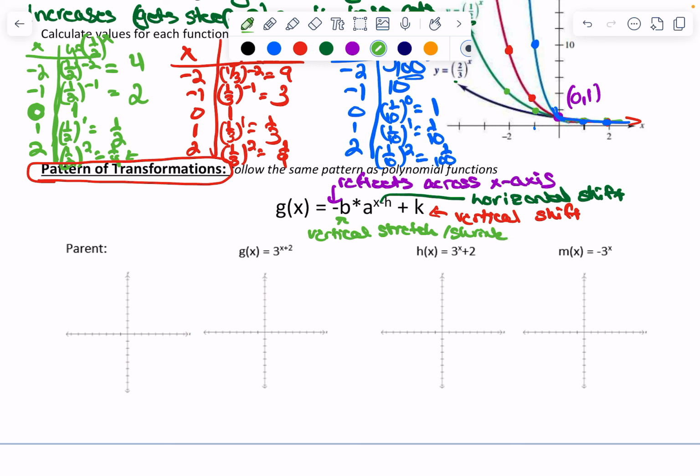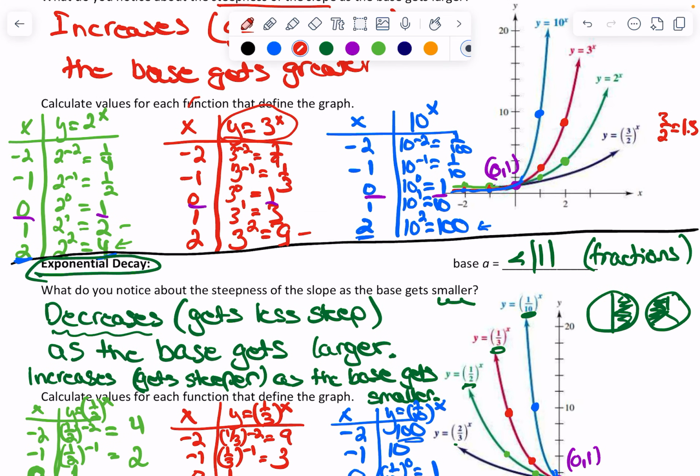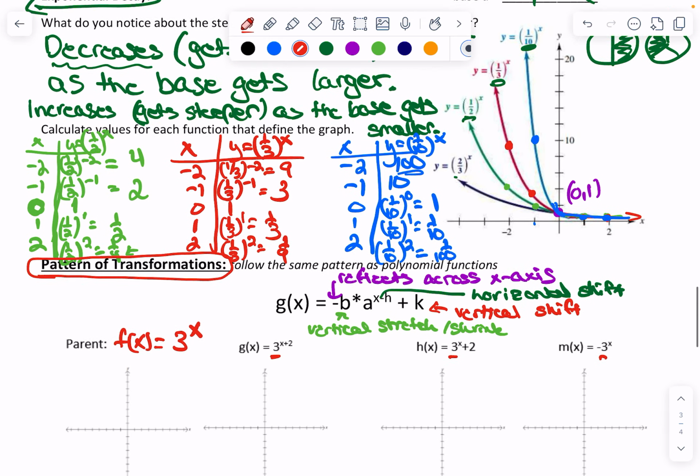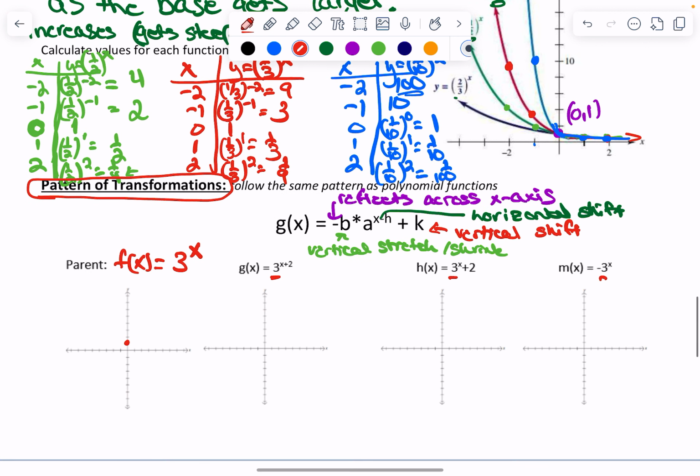Okay, so let's first graph the parent function. And if we look at these, all of them have a base of 3. So our parent function is going to be f of x equals 3 to the power of x. Okay, well, that sounds familiar. We actually have it right here, conveniently right here. So we already have the points. So we're just going to plug in those same points. We know that 0, 1, and then it goes 1 and 3, and then 2 and 9.